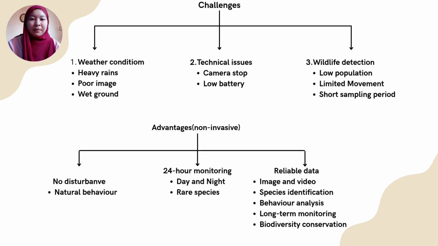Lastly are the advantages. Camera traps have several important advantages. First, they are non-invasive, meaning the animals are not captured or handled, so their natural behavior is maintained. Secondly, the camera can operate continuously for 24 hours, allowing both daytime and nighttime species to be detected. In addition, the photos and videos provide reliable evidence for species identification and behavior analysis. Therefore, camera traps are widely used for long-term wildlife monitoring and biodiversity conservation.